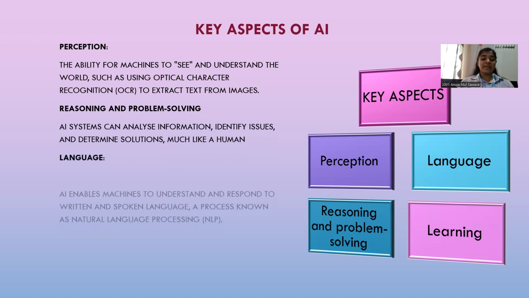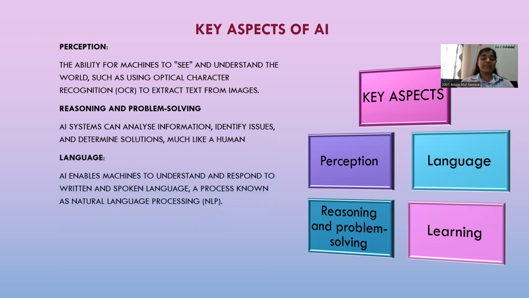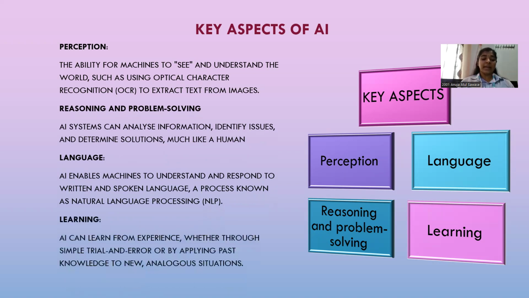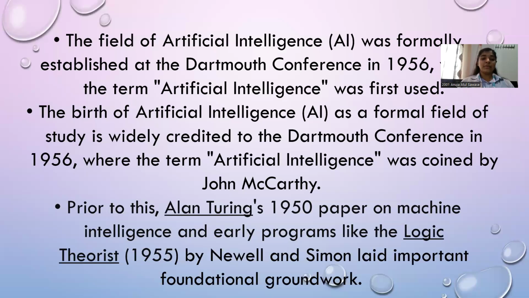The next one is language. In language, AI enables machines to understand and respond to written and spoken language, a process known as natural language processing. Then learning. In learning, AI can learn from experience, whether through simple trial and error or by applying past knowledge to new analogous situations.